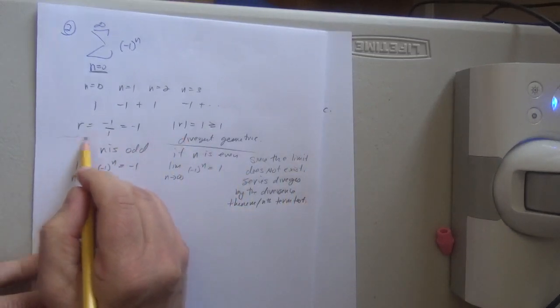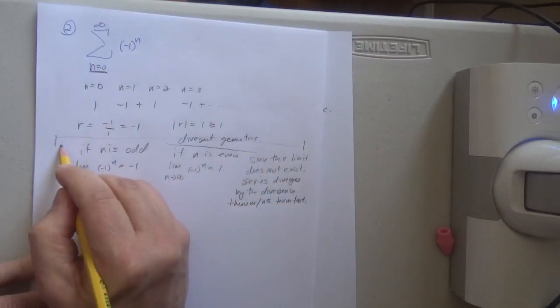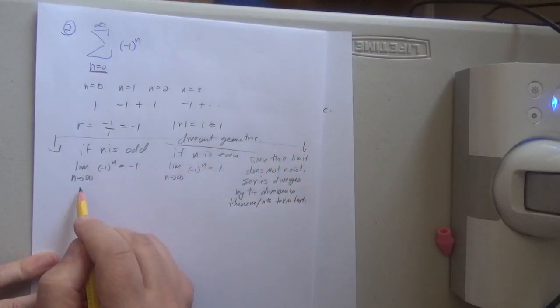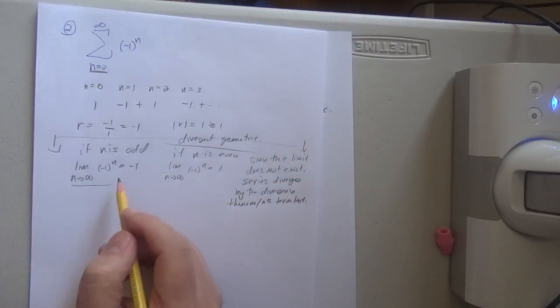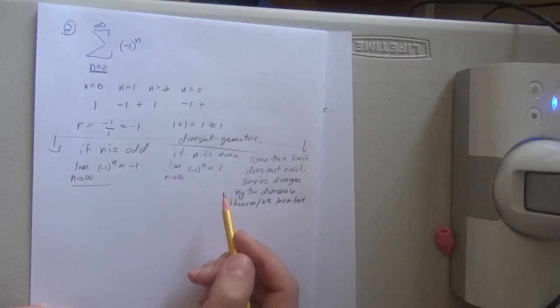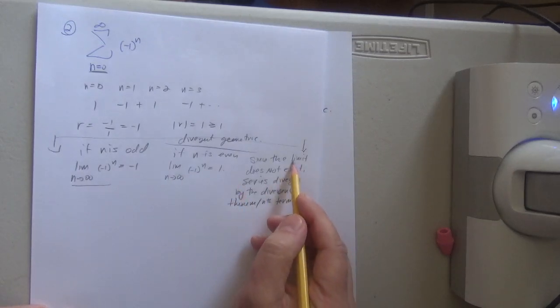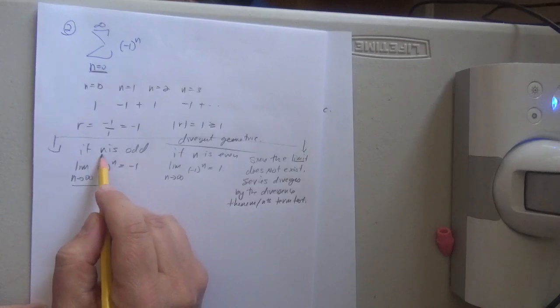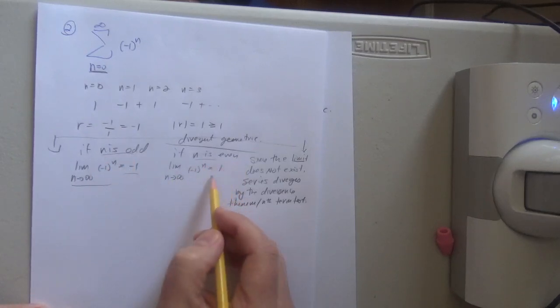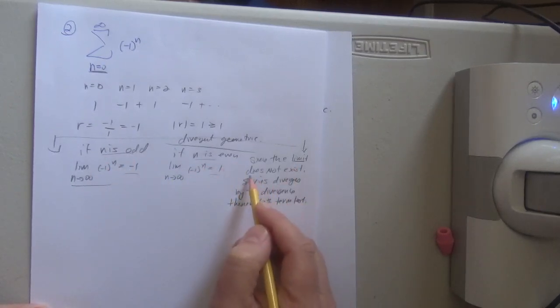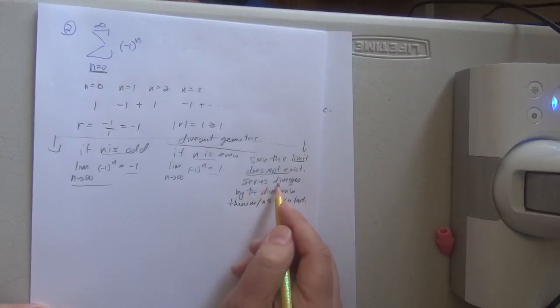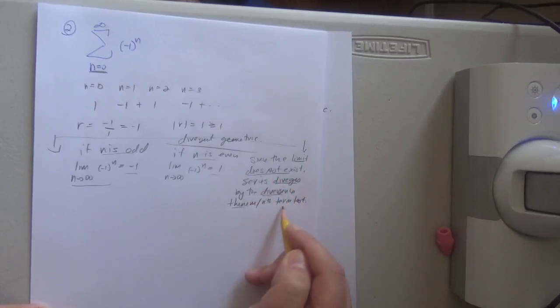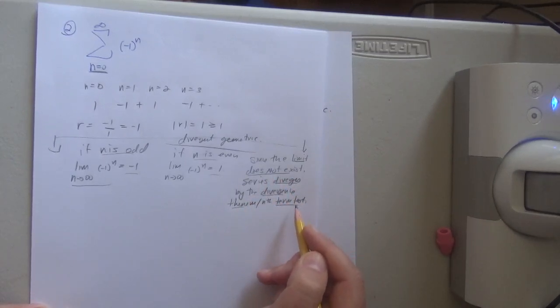Again, I prefer using the divergence theorem situation, showing that the limit doesn't exist because you either get negative 1 or 1 depending upon what n is. And so I'm looking for you showing me that if n is odd, I get negative 1, and if n is even, I get 1. And then saying that the limit doesn't exist, and then diverges by the divergence theorem or the nth term test. Either one of those is fine.